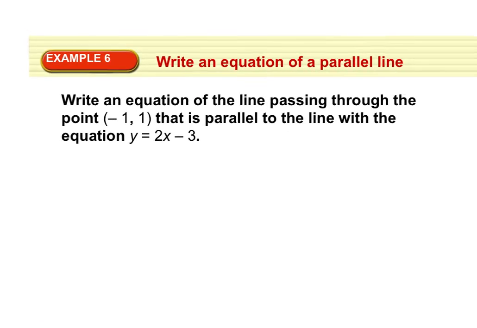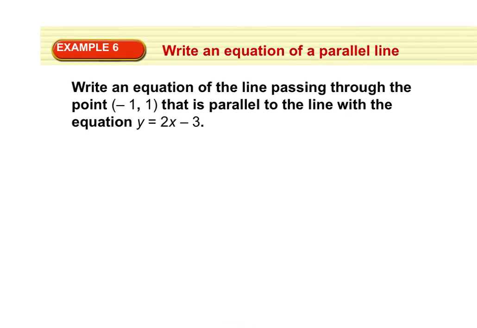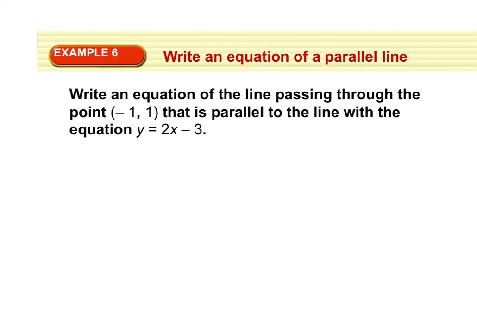Okay. Example 6. Write an equation of a parallel line. Write an equation of the line passing through the point -1, 1 that is parallel to the line with the equation y equals 2x minus 3. So we are going to use our slope-intercept form, y equals mx plus b. We have our coordinates -1, 1, which means that x equals -1, y equals 1 at that point. And we know that our slope has to be 2.